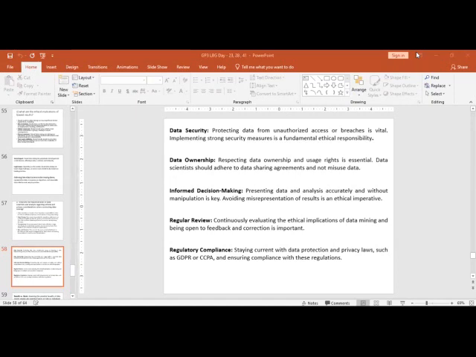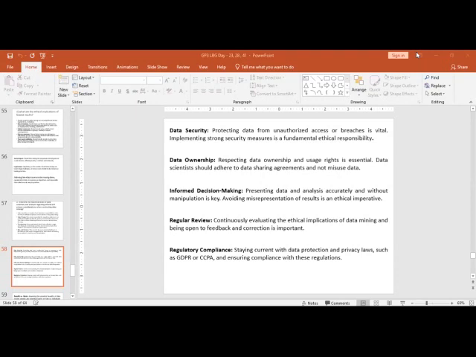Respecting data ownership and usage rights is essential. Data scientists should adhere to data sharing agreements and not misuse data. Informed decision making: presenting data and analysis accurately and without manipulation is key to avoid misrepresentation of results as an ethical imperative.